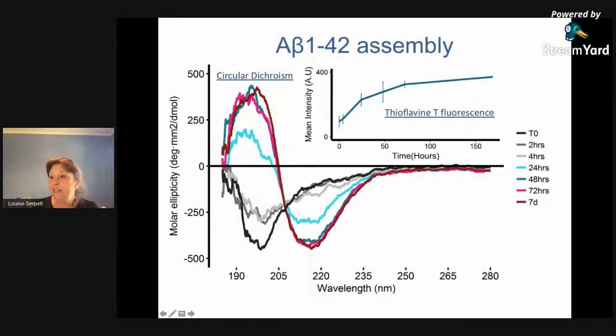And as the A beta starts to become more and more beta sheet rich, it starts to shift so that we get a signal at around 218 nanometers. So you can see that here, this trough. So what I'm showing essentially is the move from a random coil structure to a beta sheet structure. As I've said, amyloid fibrils are beta sheet rich.